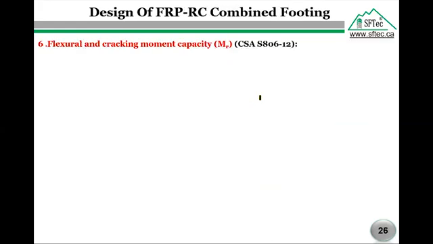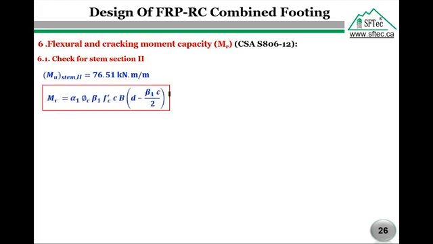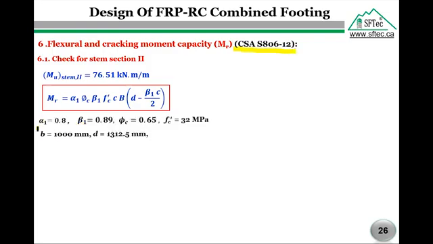In step number 6, we will check the flexural moment capacity versus the factored moment for all analyzed sections. Let us start with stem section number 2. The maximum positive moment at the face of the stem section equals 76.51 kN. The flexural moment capacity can be calculated using this equation according to the Canadian standard S806 2012. All variables in these equations are known or calculated before, except the neutral axis depth C.